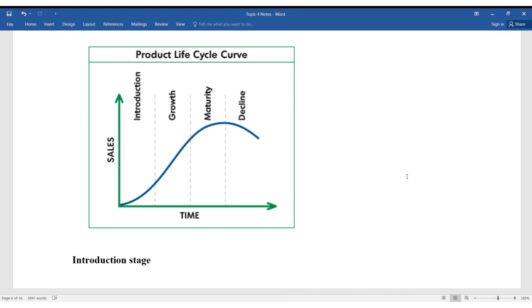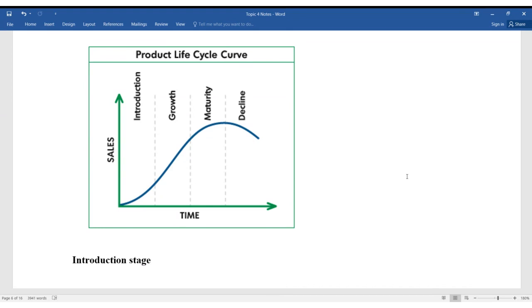Distribution, or place. What kind of decision are you going to make at introduction? So you need to make those decisions at every stage. Are we together?